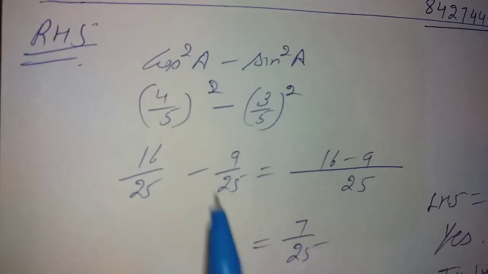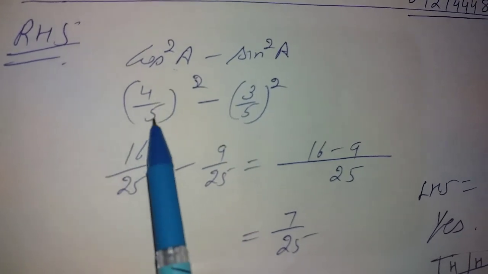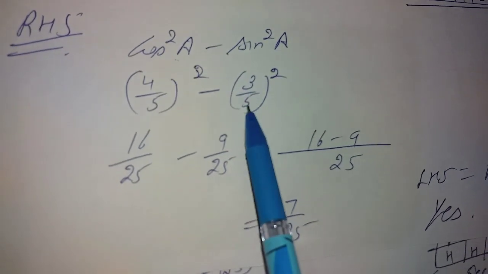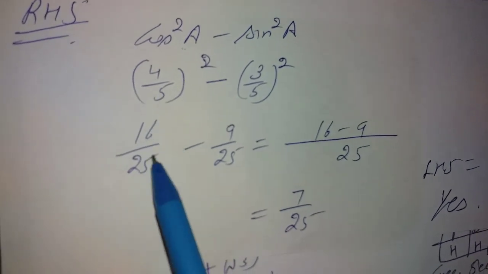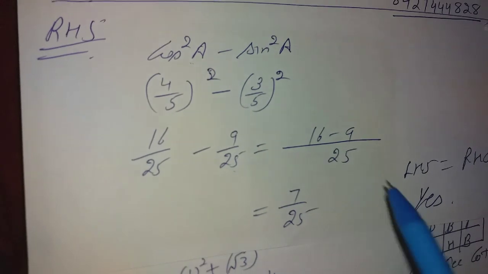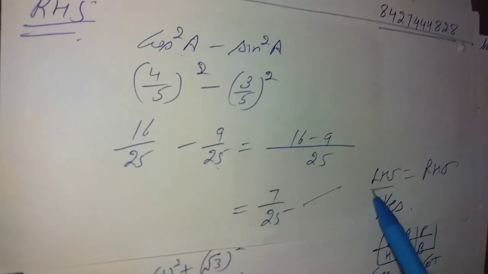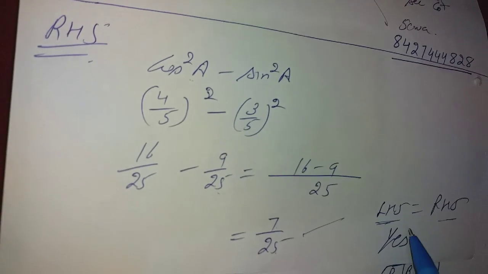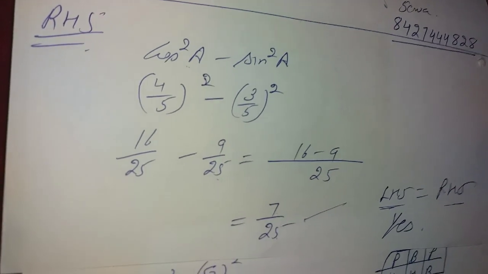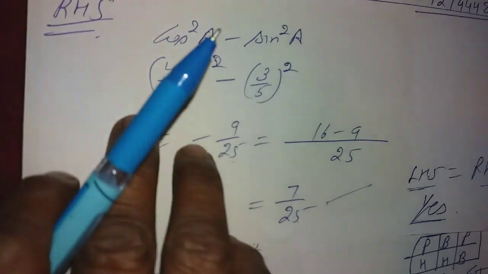On the right hand side, cos square minus sine square. The value of cos is 4 by 5 and the value of sine is 3 by 5. So square it: 16 by 25, 9 by 25. After subtracting you will get 7 by 25. So the left hand side equals the right hand side. Both are equal, so the result will be yes.